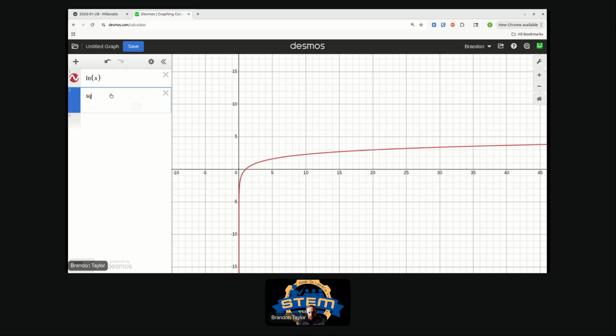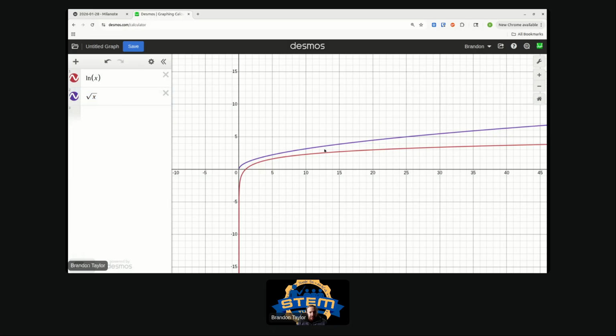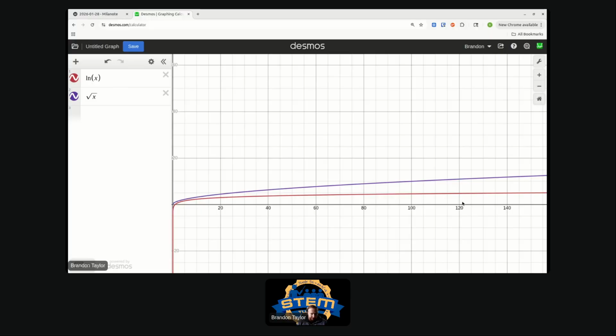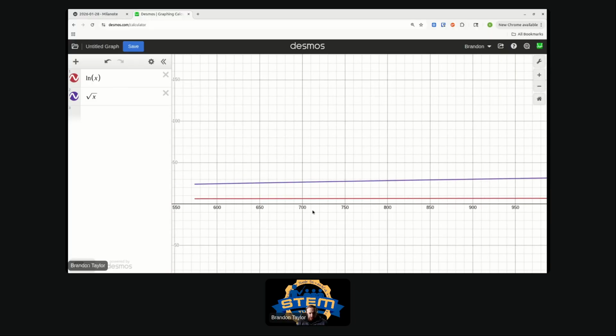Or actually, let me mention this as well. Square root of x is kind of like this too. When you solve expressions, you might end up with square root of x sometimes, and that has a similar behavior to the log. It goes up forever. It just goes up very slowly. It goes up faster than the logarithm, but it technically goes up. That's all that really matters.